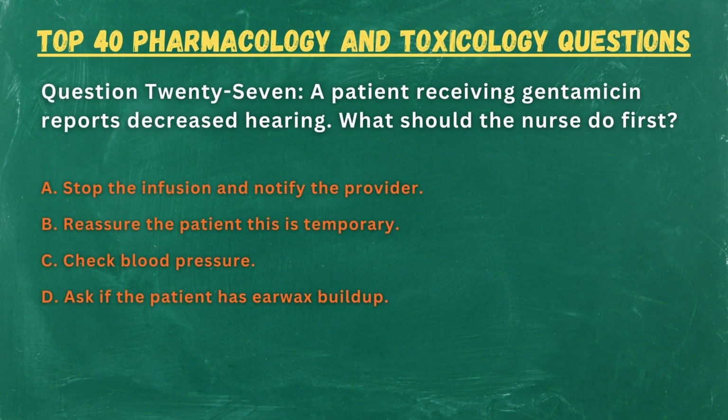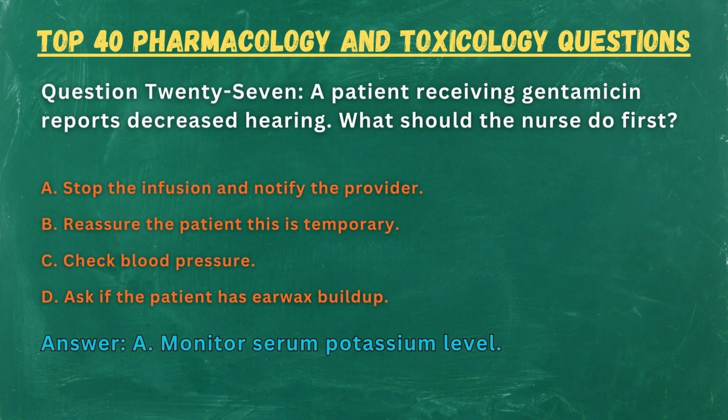Question 27. A patient receiving gentamicin reports decreased hearing. What should the nurse do first? A. Stop the infusion and notify the provider. B. Reassure the patient this is temporary. C. Check blood pressure. D. Ask if the patient has earwax buildup. Answer: A. Stop the infusion and notify the provider.